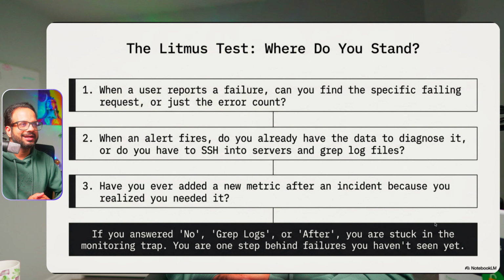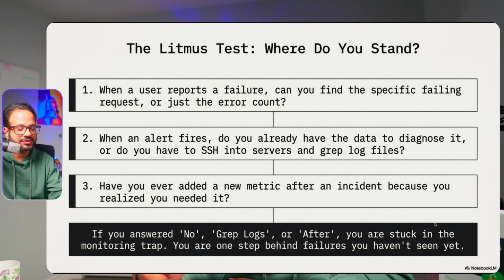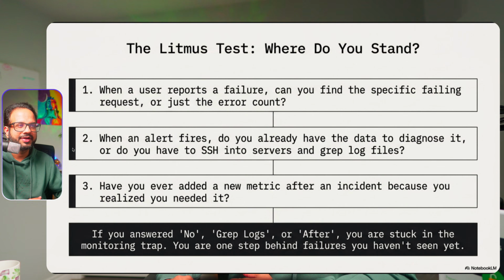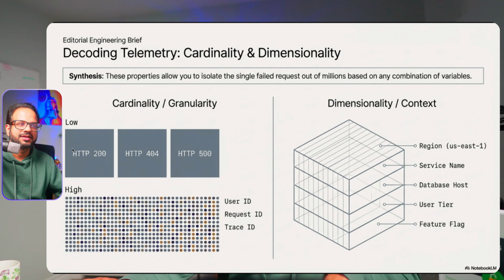Now, where do you stand? This is a quick litmus test that you can do with your system. You should ask these questions to yourself. First is, when a user reports a failure, can you find the specific failing request or just the error count? If you are just able to find the error count or the error message, that means you are at the low cardinality or granularity stage. But when you are able to filter that to the specific request, then that means you are at high cardinality, and this is the sign of a good observable system.